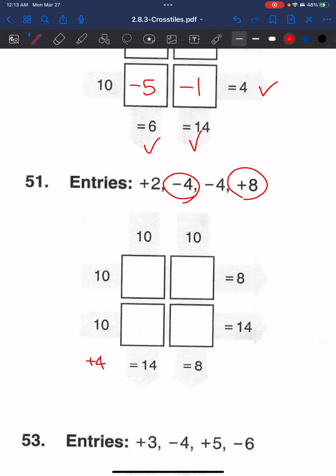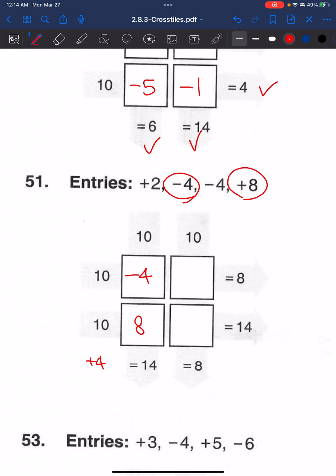And so we're going to look at the horizontal row. And to get from 10 to 8, we're subtracting. And if we have an 8 in here, we would need negative 10 since we need to subtract 2. And we don't have negative 10. And so that tells us that we cannot use 8 in this box. And so we're going to put the negative 4 in the first box.